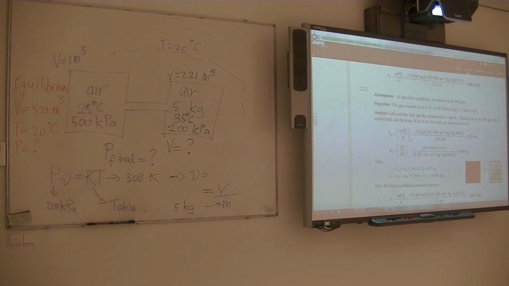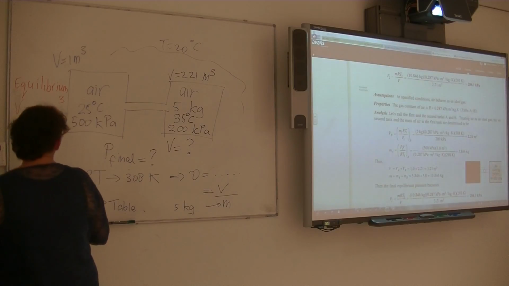So how can I determine the pressure after the two tanks have mixed? Again, we have pressure, temperature, and volume. Which equation? I used the same one, PV is mRT. Yes, that's correct. You can again use the ideal gas law.